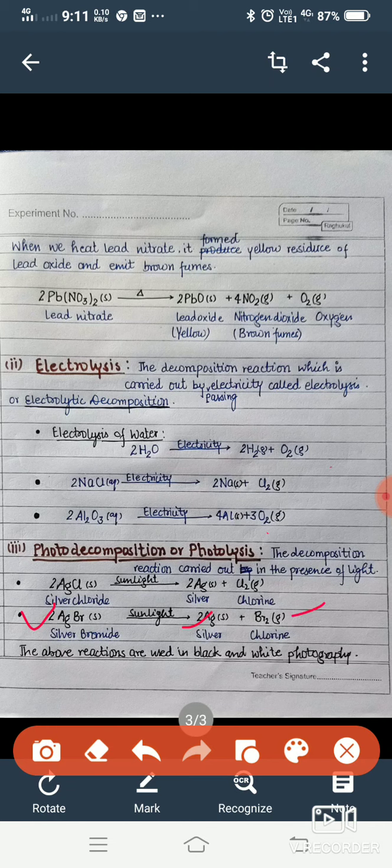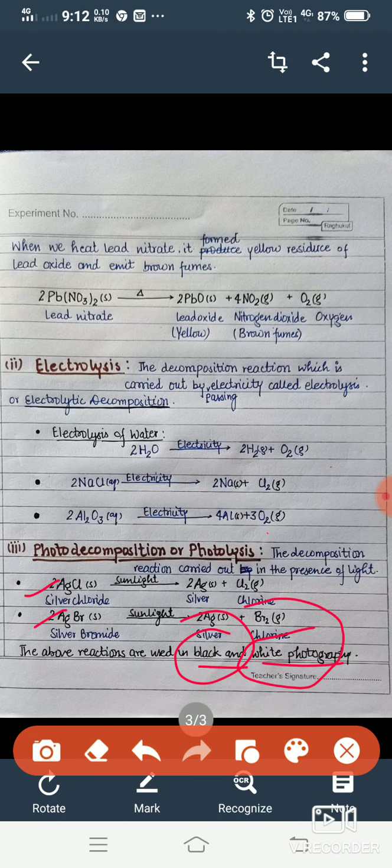This reaction is utilized in black and white photography. This reaction is used in photography for the formation of negatives in the older times. Photos are extracted from the negatives. First we wash the negative with silver chloride or silver bromide, then the photo becomes clear.